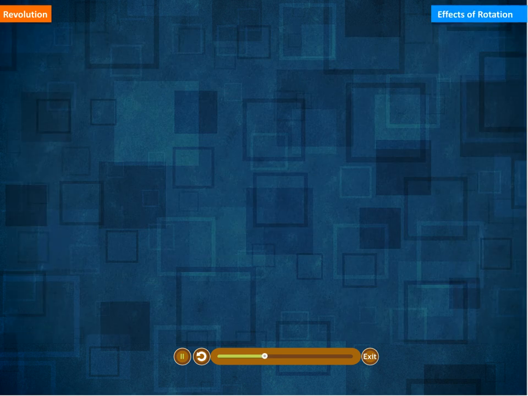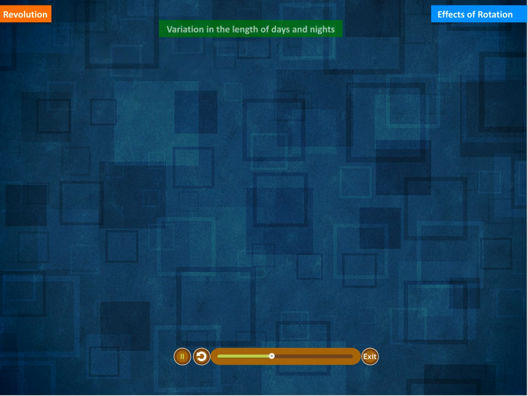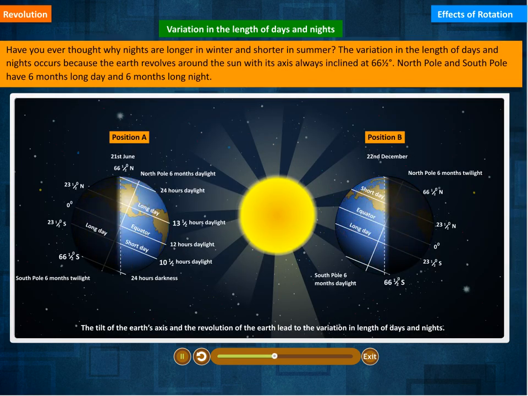Effects of revolution. The effects of revolution are variation in length of days and nights, vertical and slanting rays of the sun, occurrence of seasons. Variation in the length of days and nights. Have you ever thought why nights are longer in winter and shorter in summer? The variation in the length of days and nights occurs because the earth revolves around the sun with its axis always inclined at 66.5 degrees.